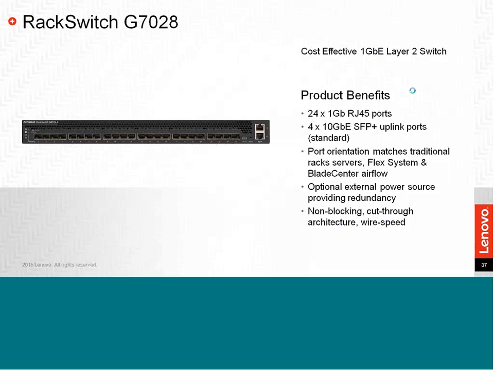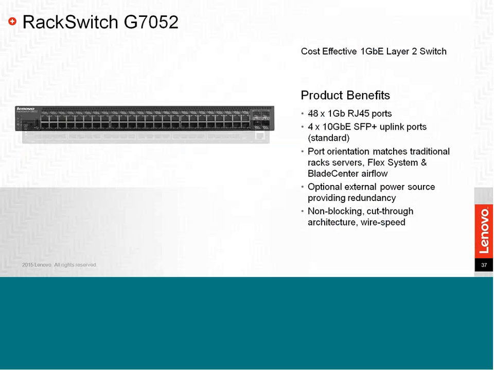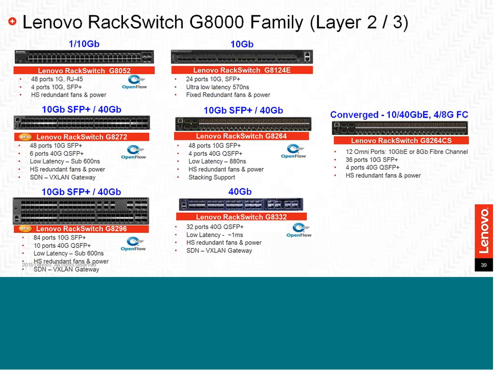So the 7028 model has 24 1 gig and 4 10 gig. The 52 model has 48 1 gig and 4 10 gig. The 8000 family is really the premier family in the Lenovo line, and with the exception of 2 of the switches, they all support OpenFlow.